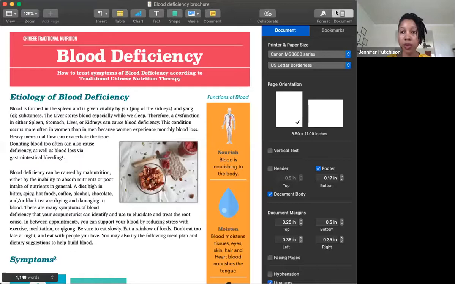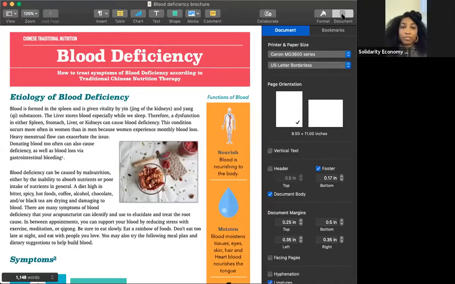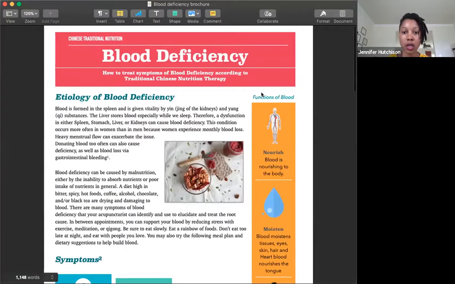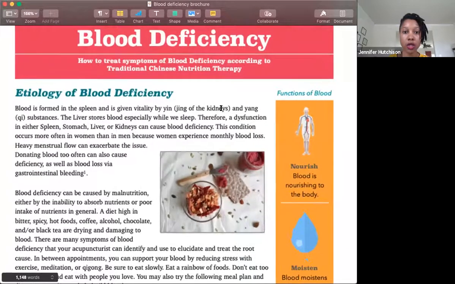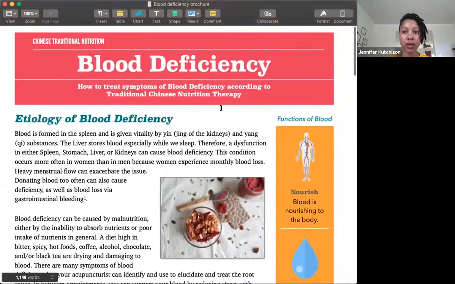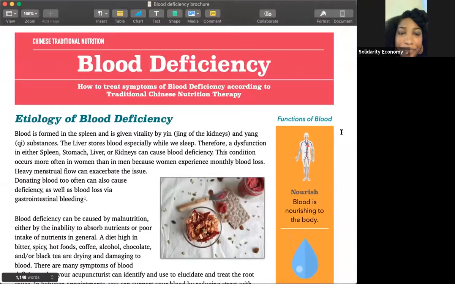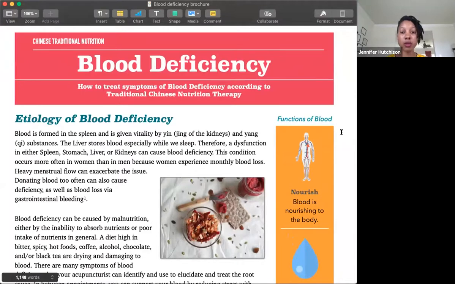Right, so I'm just going to share this. Okay, so let me make this bigger. Hopefully you can still see me on the side, and you can see the document, the blood deficiency document. Yes? Okay.